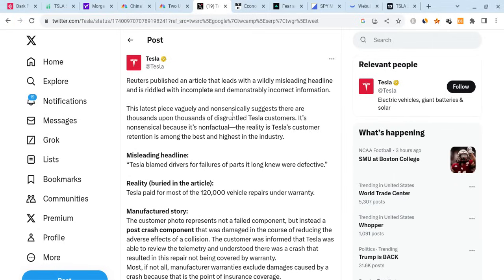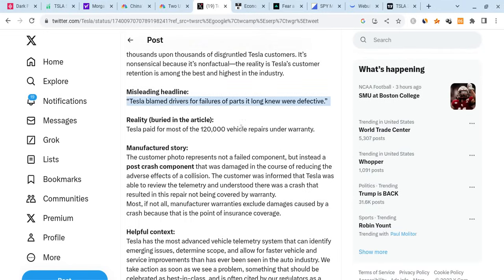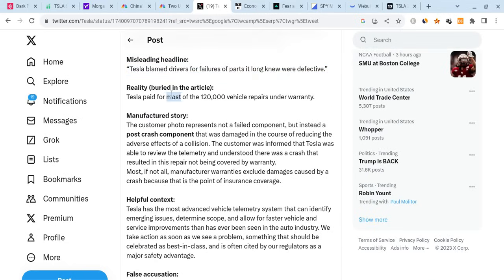But what's going on with Tesla? Why was Tesla underperforming? Here's your answer, guys. Basically, Tesla put on their Twitter page that Reuters published an article that led with lots of misleading headlines. They claim that Tesla is blaming drivers for failures of parts it knew were defective. So it's basically criticizing Tesla for that. That's what the headline said, according to Reuters. And Tesla said that in reality, it paid for most of the 120,000 vehicle repairs under warranty.